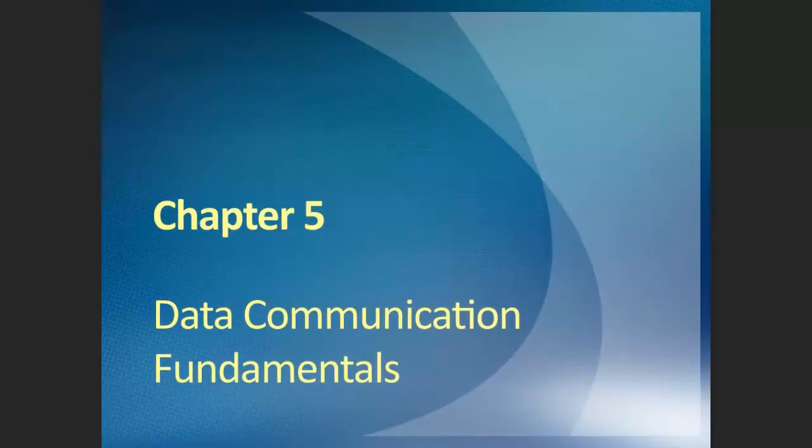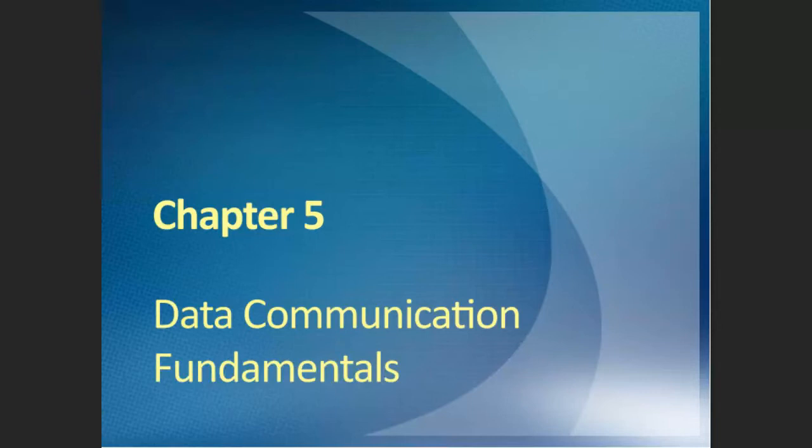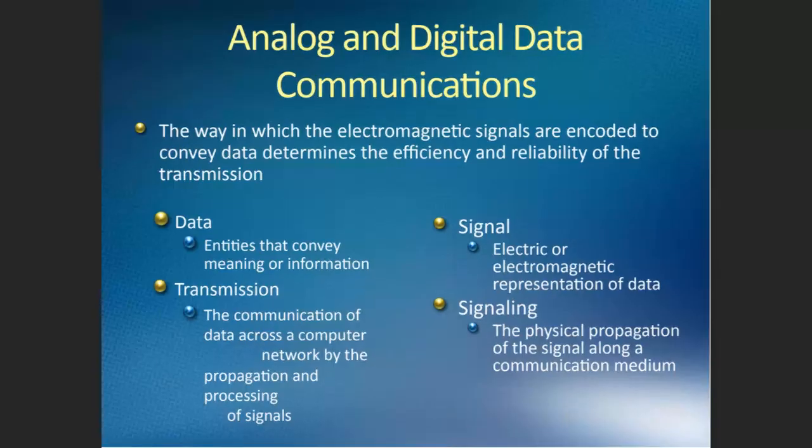Chapter 5, Data Communication Fundamentals. So what is analog and digital data communication? Or what is communication? It is the way in which the electromagnetic signals are encoded to convey data that determines the efficiency and reliability of the transmission. The way you encode will affect the efficiency of your transmission.